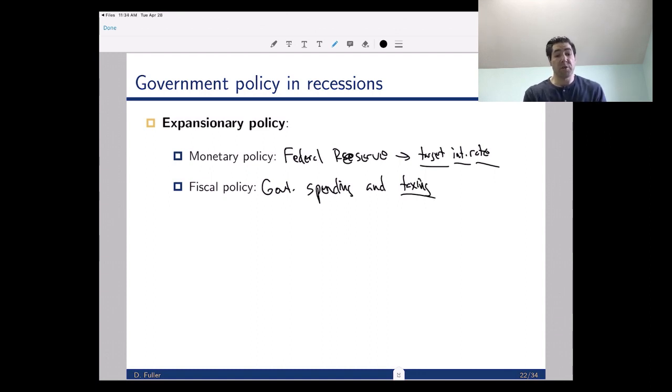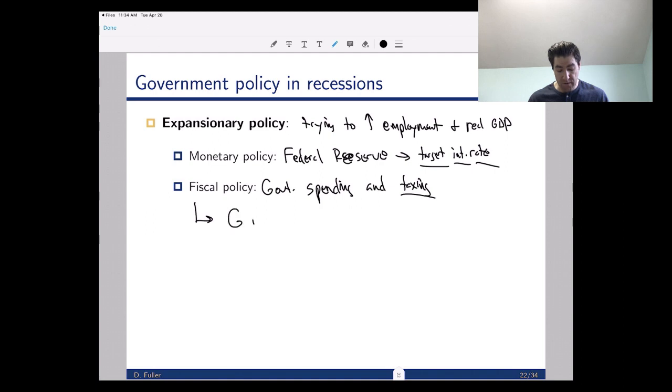And when we have a recession, both of these policies tend to be used. And in an expansionary policy, we're trying to increase employment and real GDP. And so there are various mechanisms that we can use to get there. So what about fiscal policy, government spending and taxes? Well, expansionary fiscal policy means I'm going to increase government spending. So the government buys more stuff.